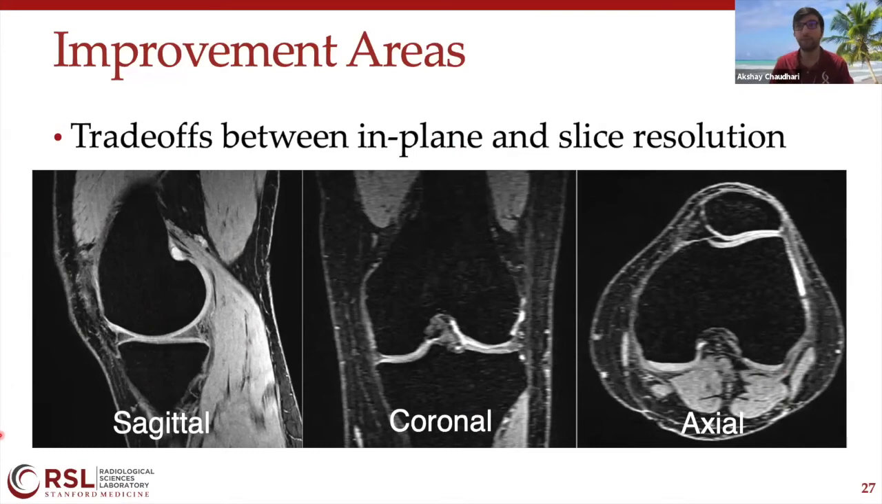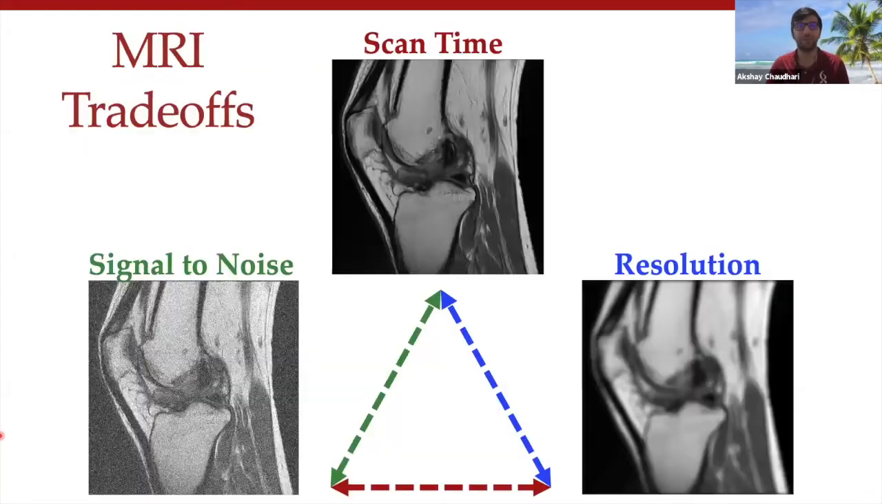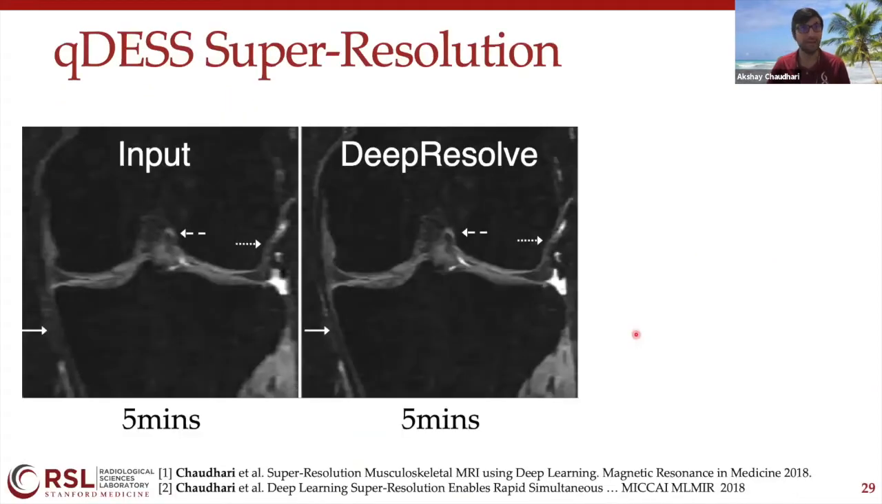So from an improvement area, we wanted to see if we can increase the resolution of these scans without increasing the scan time. We were once again limited by this trade-off triangle where we wanted to maintain our signal to noise ratio, we wanted to maintain our scan time, but somehow we wanted to increase our resolution. So this is where we turn to some advances in artificial intelligence to be able to enhance the actual imaging scans that we acquire. Here's an example of a routine scan that our radiologist would assess. This scan would take 5 minutes of scan time.